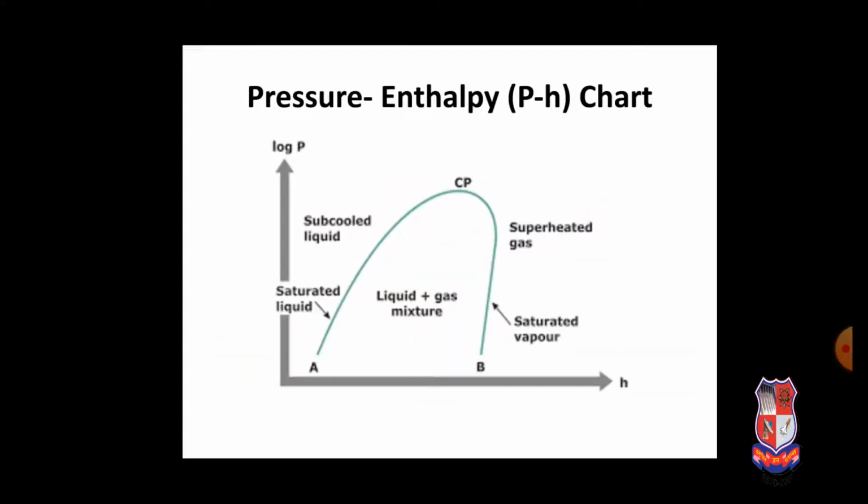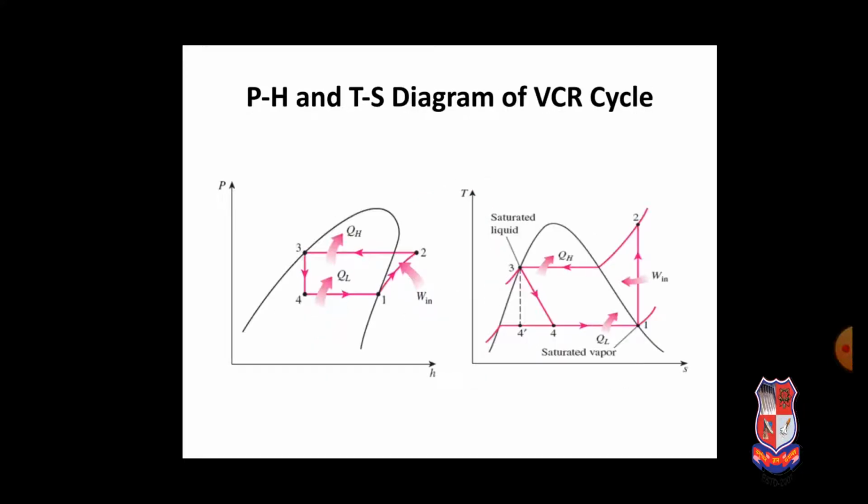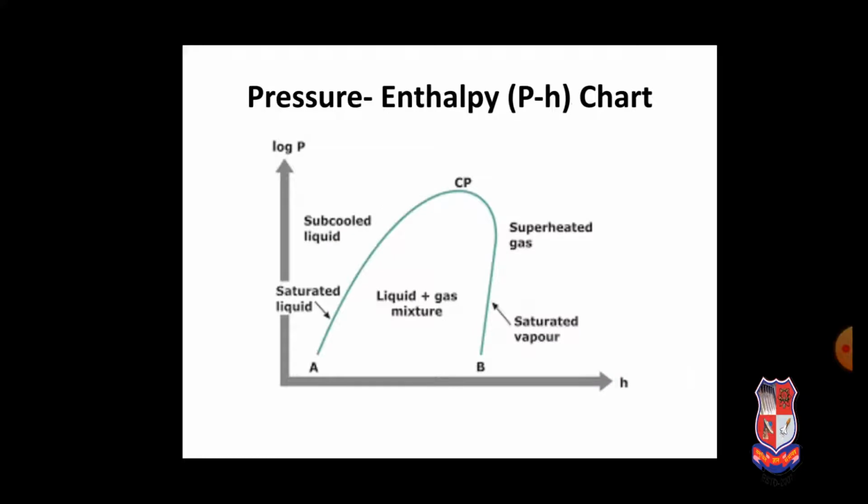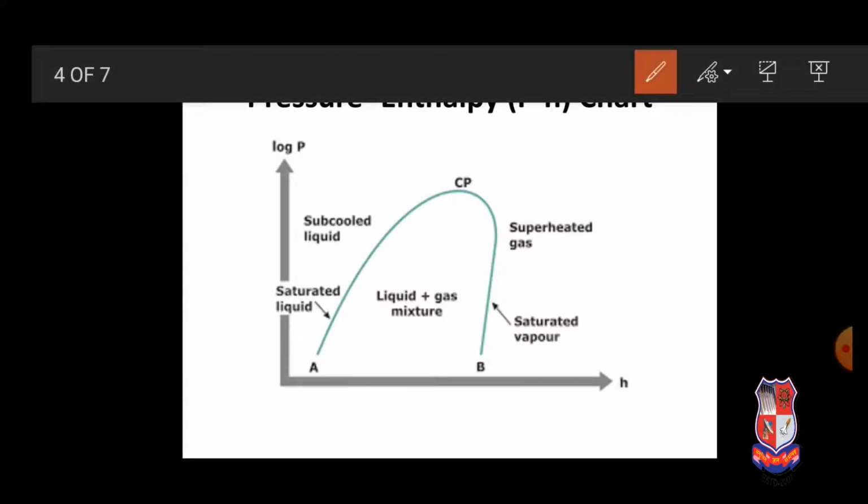Now we are going to discuss about the pressure enthalpy chart, or we can say pH chart. In pH chart, vertical axis is pressure and horizontal axis is enthalpy. Now in pressure enthalpy chart, you can see A to B curve. The curve is divided in two parts, A part and B part.